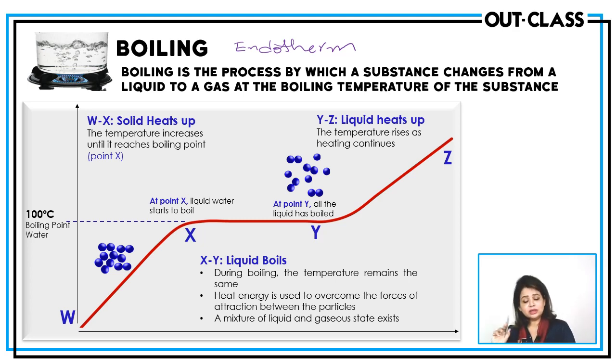Once all the liquid has boiled, then the temperature of the steam or the vapors will rise further. That is why burns caused by steam are more dangerous than burns caused by boiling water, because boiling water has a maximum temperature of 100 degrees Celsius, whereas steam can be at a higher temperature than 100 degrees Celsius.